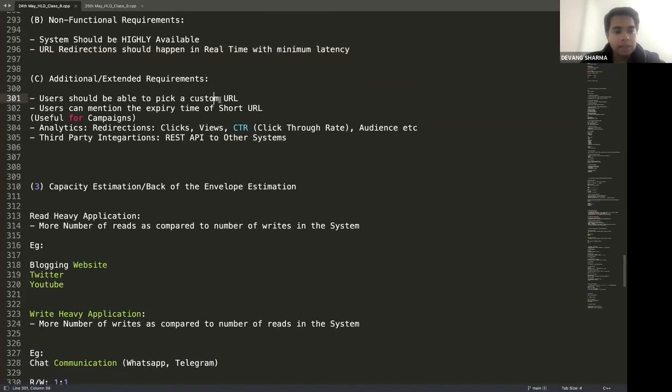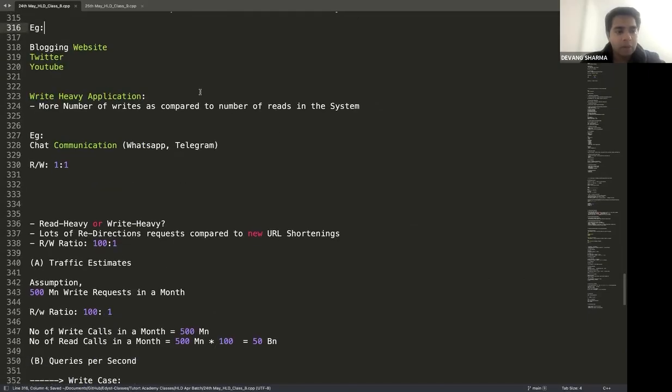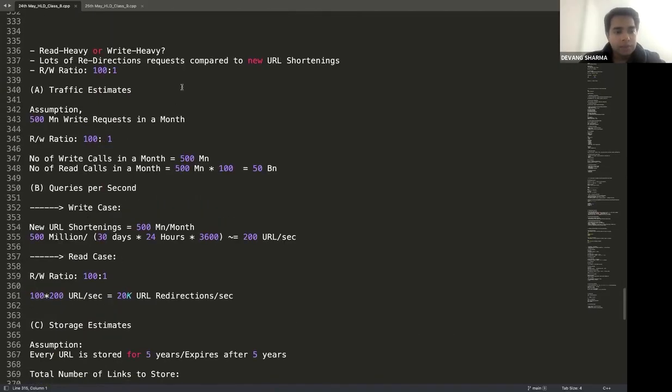Third are additional or extended requirements, where a user can pick a custom URL and mention the expiry time. We can have some analytics on redirections, and we can have third party integration. All of these are additional scope. Then we move to capacity estimation, or back of the envelope estimation, to understand what sort of numbers we are talking about here. First I clarify the difference between a read heavy application and a write heavy application. If you get more reads as compared to writes, it's called read heavy. Other way around, it's called write heavy. My system is definitely a read heavy application.